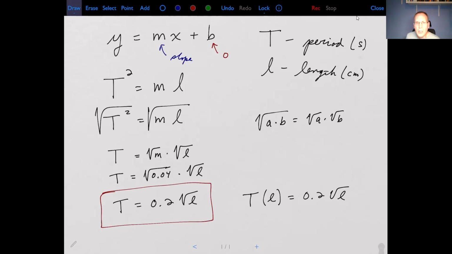Okay, so you're going to be doing something very similar. And actually what you should find is that you get a value that's very close to 0.04. It may not be exactly the same, but it should be very close to that. So you're going to have T equals some value. It'll be something probably pretty close to 0.2, but it depends on your data, so it may not be exactly the same, times square root of L. And that will be the correct equation that gives the period as a function of the length.